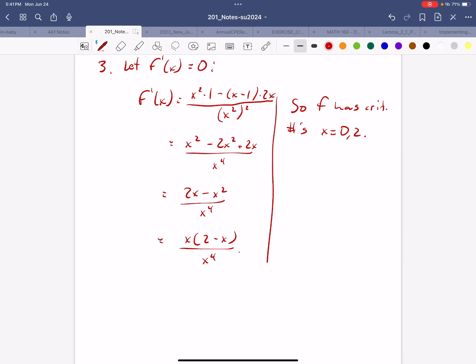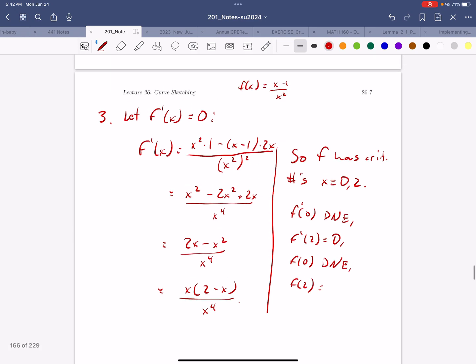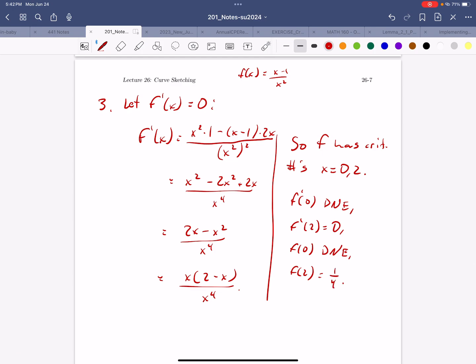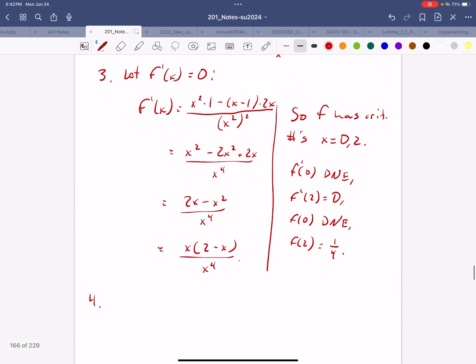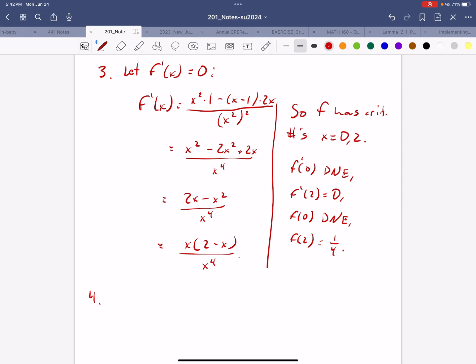Let's just point out that f prime of 0 does not exist. f prime of 2 equals 0. f of 0 does not exist. f of 2 equals 1/4. All right, step 4. Oh, running out of room here. So note that f prime is really just 2 minus x over x cubed, you can cancel out the x down there. Let f double prime of x equal 0.